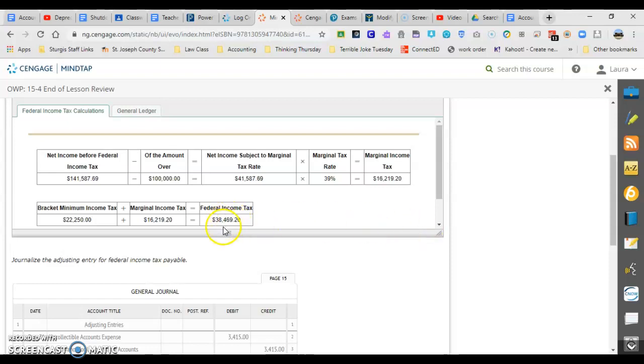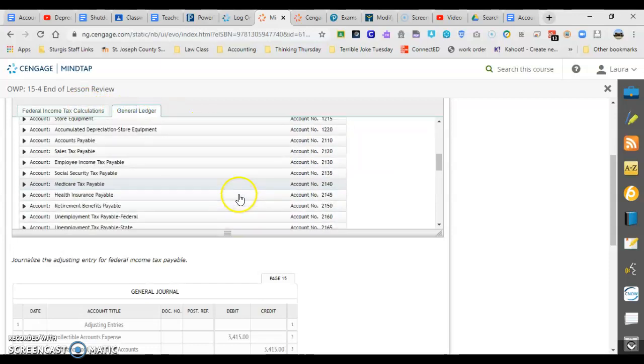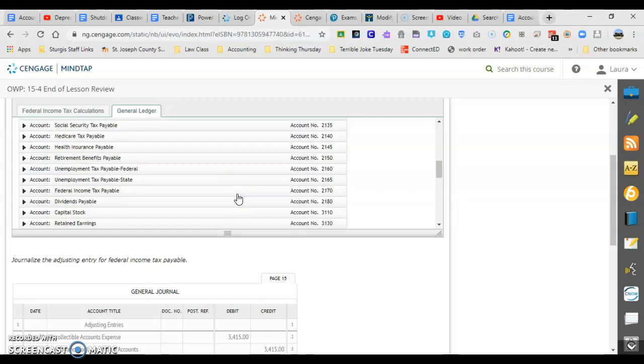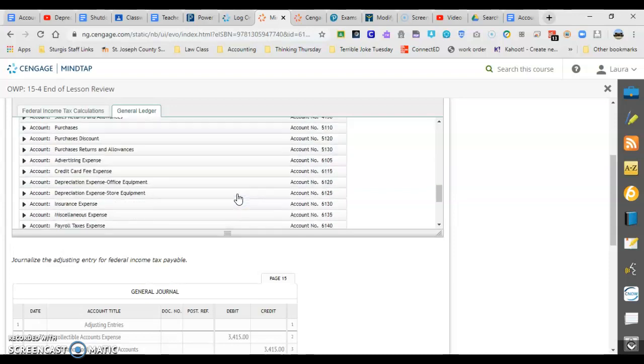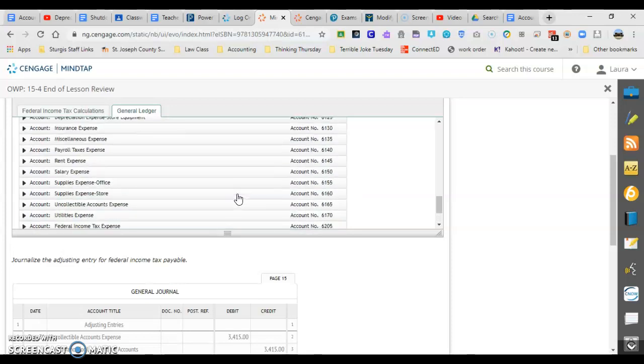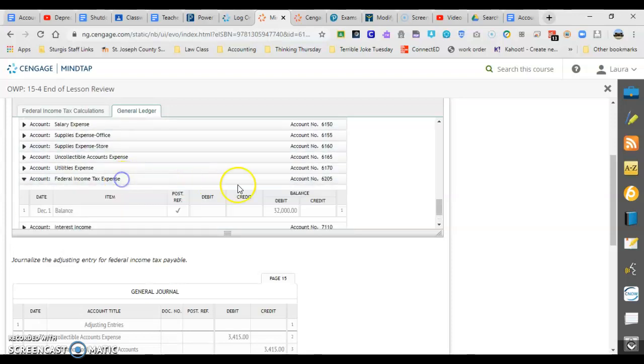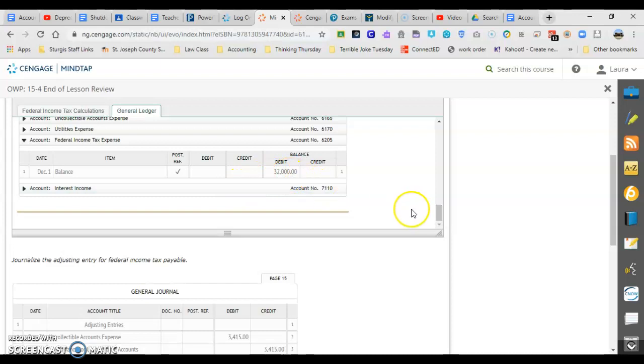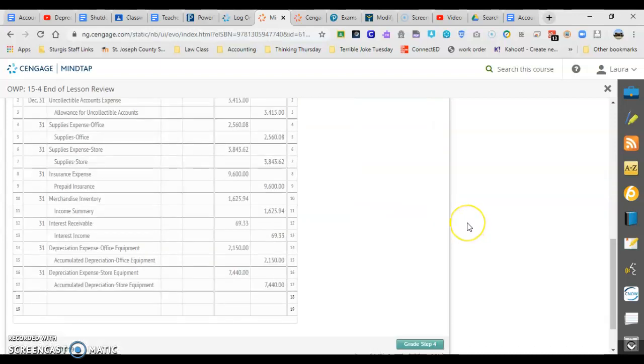Okay, so this is how much we owe, but we've already paid in some. So you want to look at what the federal income tax expense balance was here. So we already paid in 32,000 of it. We prepaid it in.